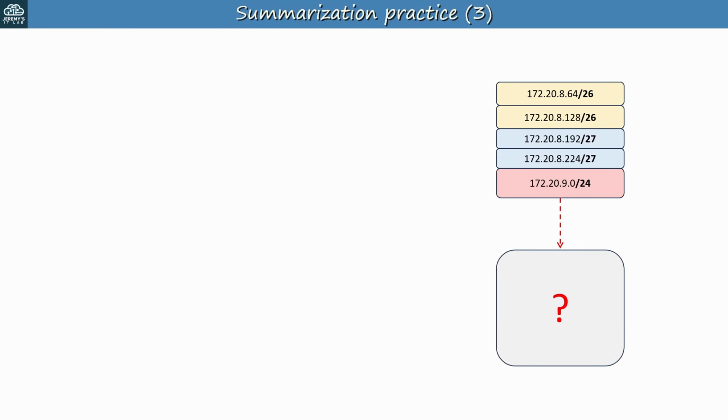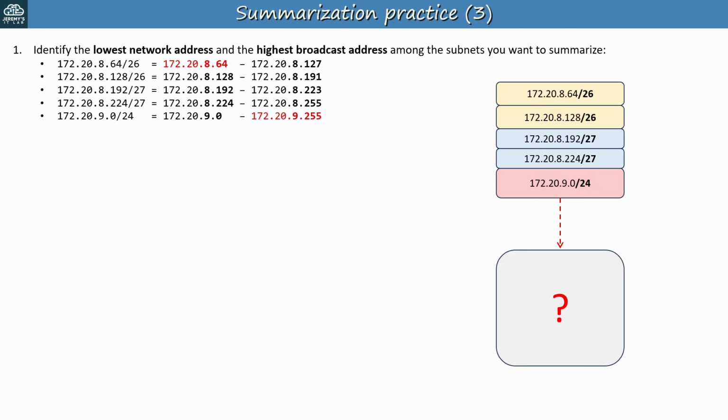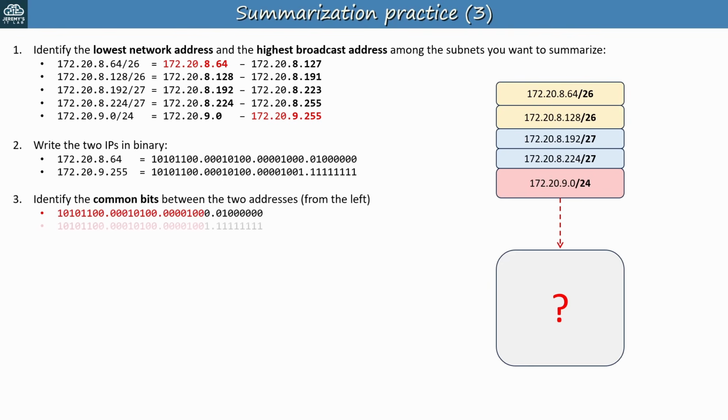Let's continue with another example to practice. Once again, I recommend trying it first yourself, but let's walk through it together now. First, we need to find the lowest and highest addresses, the network address of the first subnet and the broadcast address of the last. Write the 2 IPs in binary, and then identify the common bits between the 2 addresses, the first 23 bits in this example.